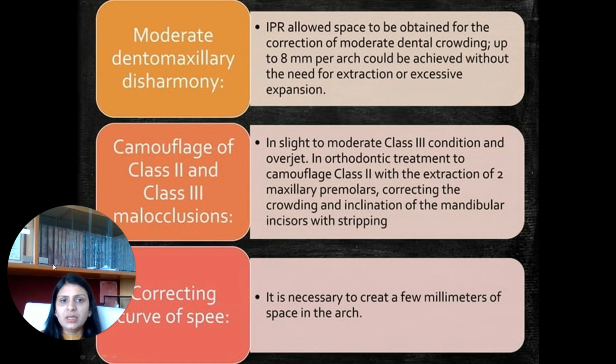Moderate dentomaxillary disharmony. Whenever mild to moderate crowding is there, we can correct that with the help of IPR or proximal stripping. Camouflage of class 2 and class 3 malocclusions. If the patient has a mild skeletal class 2 or class 3, we can avoid the extractions of maxillary premolars and correct the crowding and inclination of mandibular incisors with the help of stripping only. Then correcting the curve of Spee. As mentioned in the first lecture also, correction or leveling of the curve of Spee requires space, and if it requires minimal space, then that can be created with the help of proximal stripping.